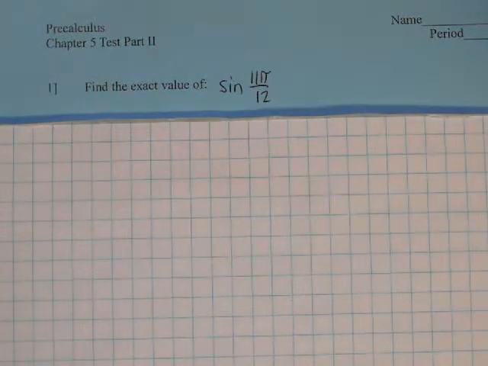Welcome to the solutions for the Chapter 5 test part 2. Number 1, we wanted to find the exact value of the sine of 11 pi over 12.